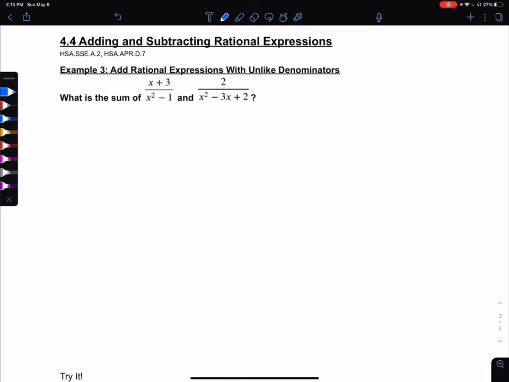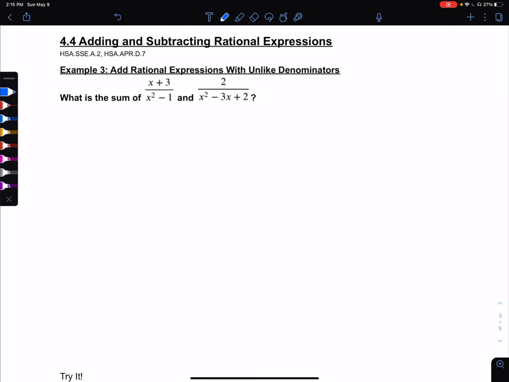Here we're going to look at example 3, add rational expressions with unlike denominators. There's going to be a lot of steps here. This is a great example because it shows pretty much everything that's going on. So bear with me and hopefully we get through this without too much difficulty.